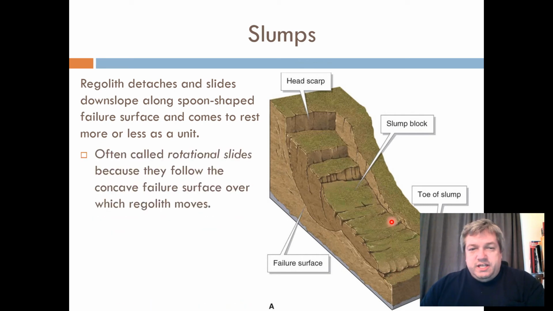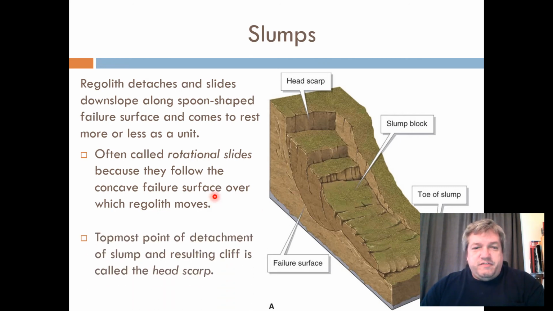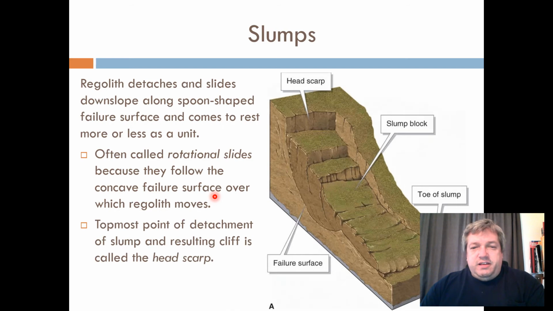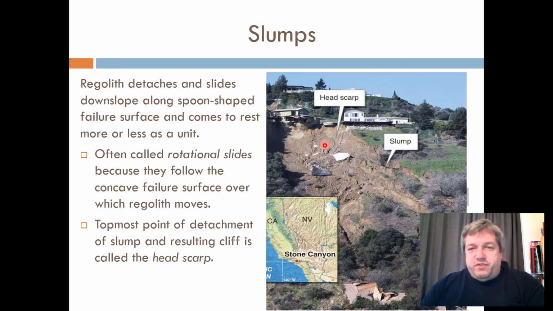Okay? So sometimes they call them rotational slides because they kind of rotate as they go down, but for the most part, slump is the most common term, right? And it looks like this. Here's one in California. It broke right here, and this chunk right here in the middle just kind of slid down as one.